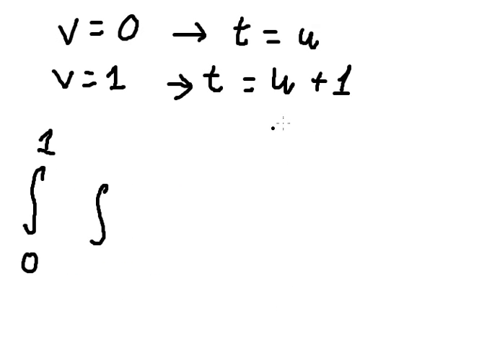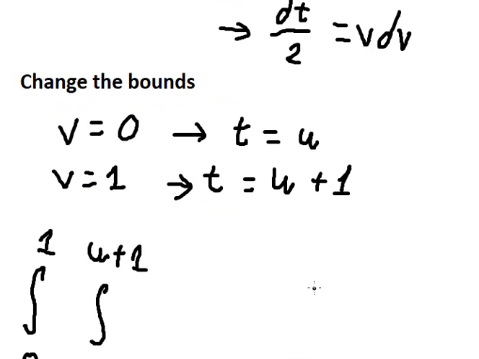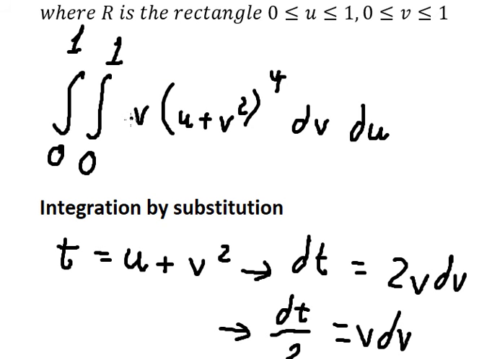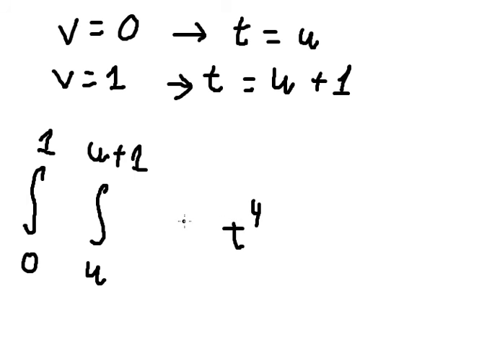So 0 we change to u, and 1 we change to u plus 1. u plus v squared we change to t. v dv we change to dt over 2.